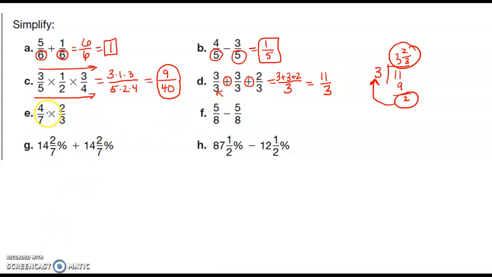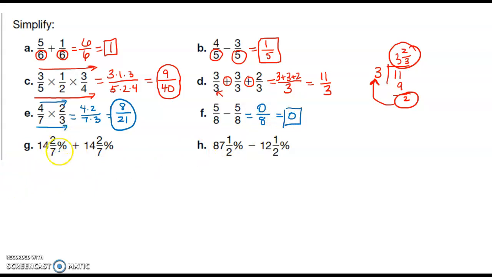Okay. Here again, we're multiplying, so we're going to multiply across the top, multiply across the bottom. We get 4 times 2 over 7 times 3, which 4 times 2 is 8. 7 times 3 is 21, and that can't be reduced. 5/8 minus 5/8, so whatever we come up with has to be over 8. 5 minus 5 is 0, so our answer is going to be 0.